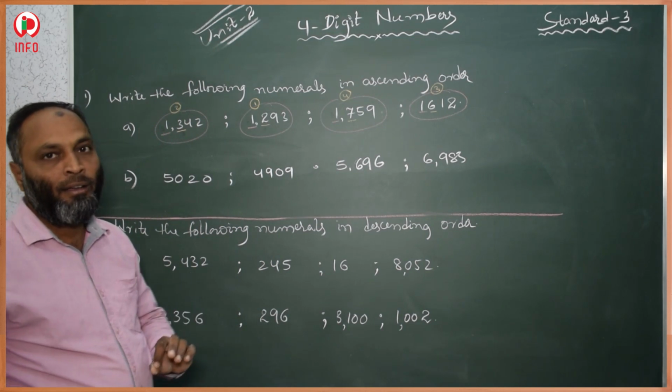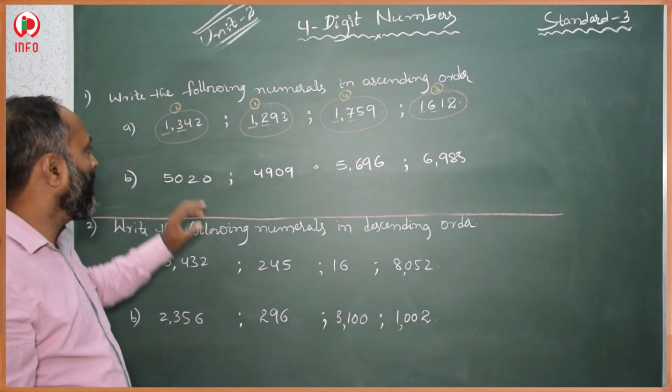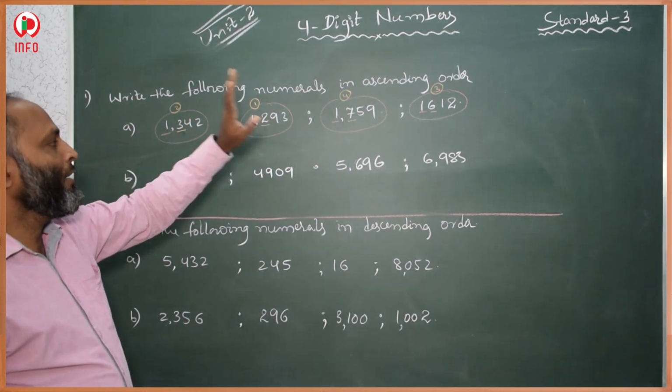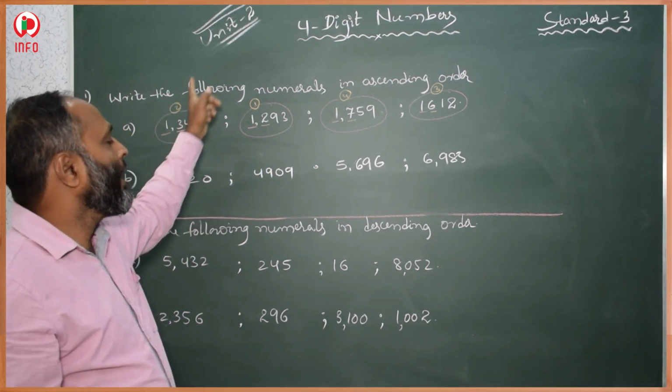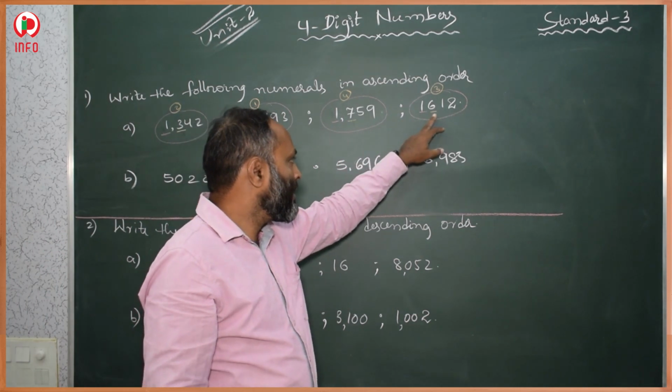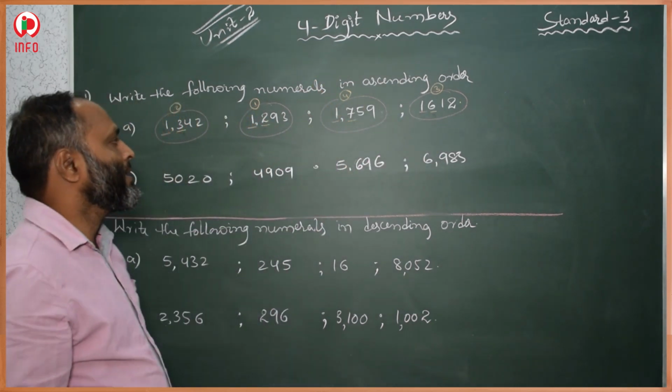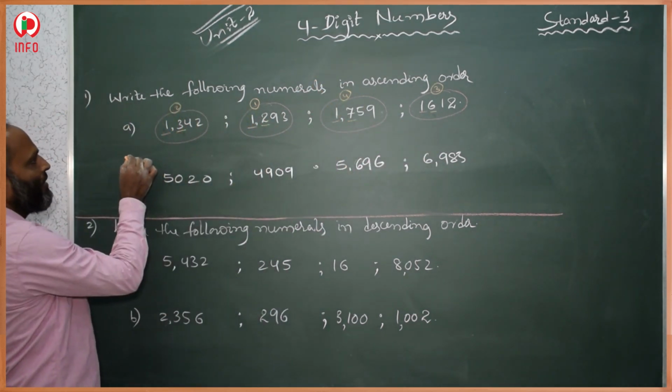So there are 4 different hundreds place values. In these 4, 2 is the least one, a little bit bigger is 3, a little bit bigger is 6, and the biggest one is 7. Now you arrange in ascending order.